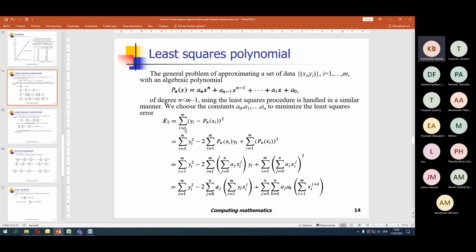And the general problem of approximating a given set of data, xi, yi, with an algebraic polynomial of degree n, using the least squares method, is handled in a similar way.